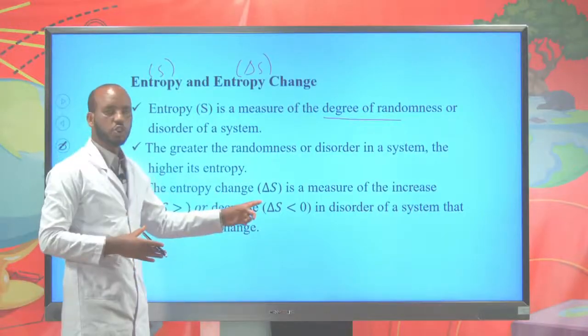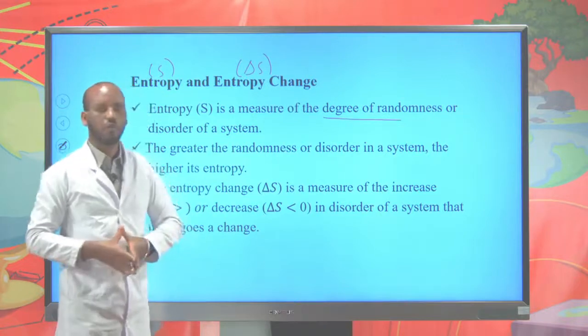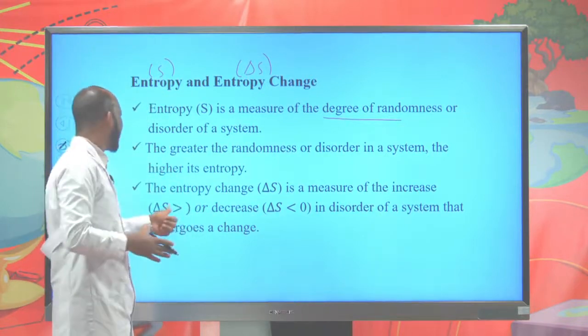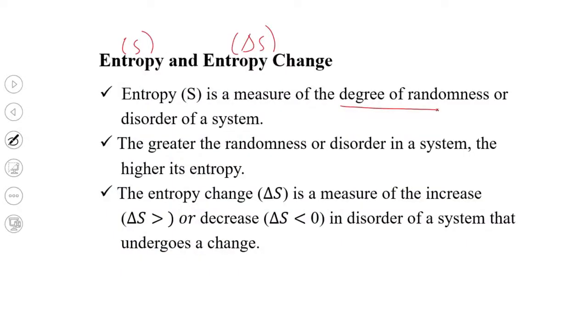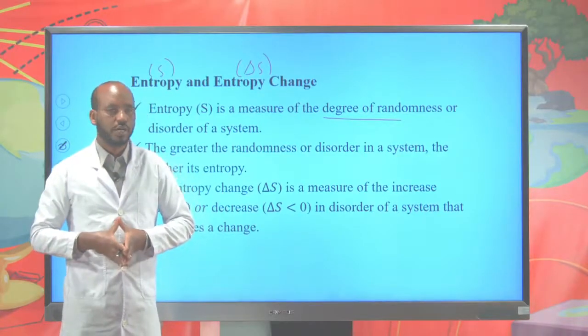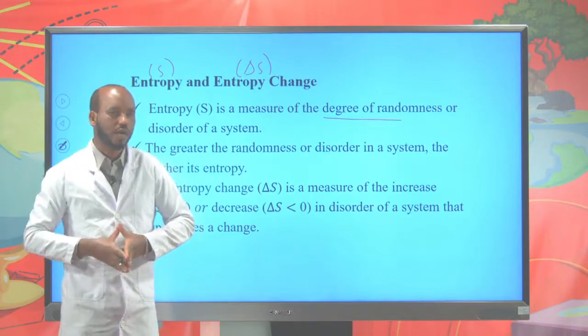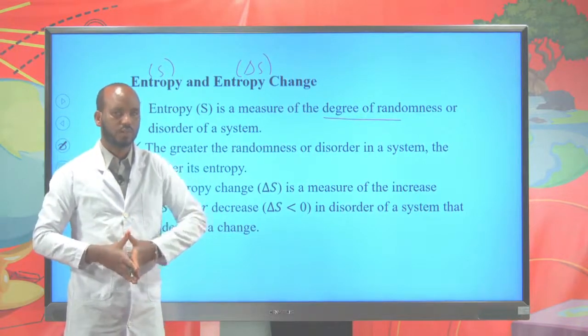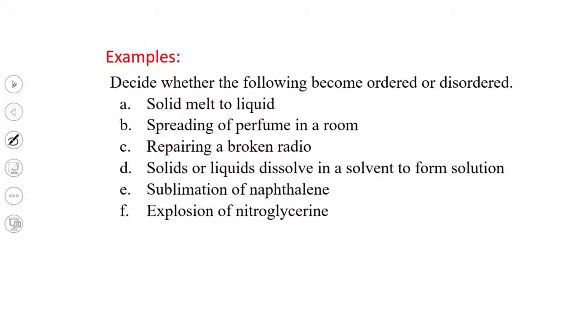The entropy change, delta S, is the measure of the increase, if delta S is greater than 0, or decrease, if delta S is less than 0, in disorder of a system that undergoes a change. The change can be a physical change or a chemical change. That means a chemical reaction.